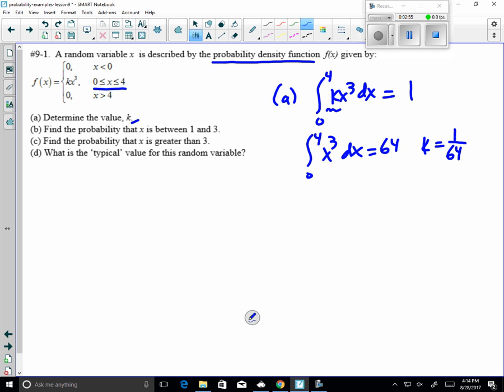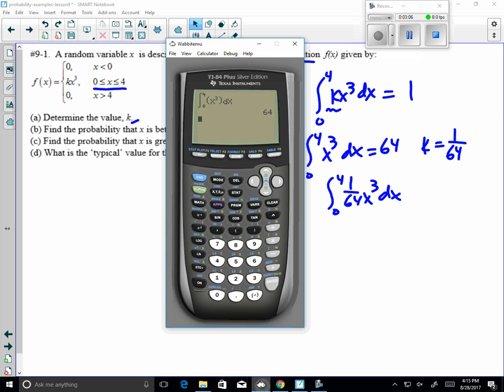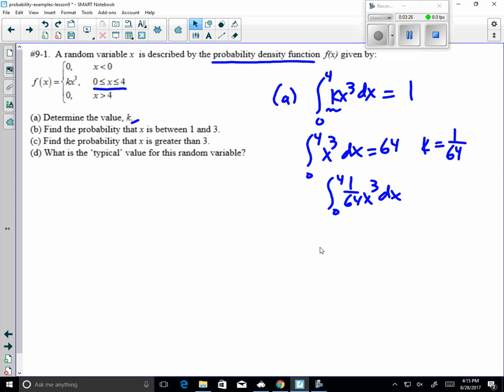In other words, if I were to take the integral from 0 to 4 of 1/64th x cubed, that should turn out to be exactly 1. Let me go ahead and do another integral to show you that. If I took an integral from 0 to 4 of the constant 1 over 64 times x cubed over the entire range, that turns out to be 1. So as long as k is 1 over 64, this is indeed a probability density function.